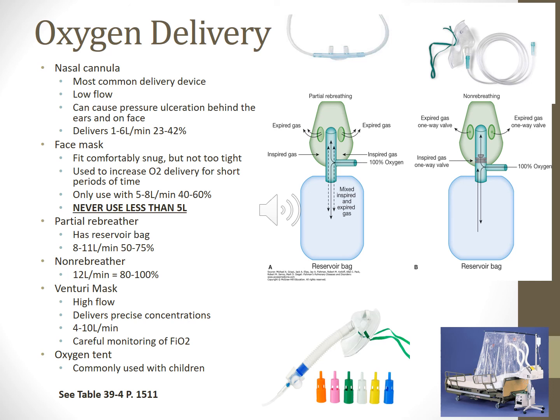The next one your book talks about is the non-rebreather. This is for when we need high concentrations of oxygen, like the partial rebreather, but this one has a two-way valve that prevents the patient from inhaling their exhaled air. We use this when a patient is needing 12 liters of oxygen.